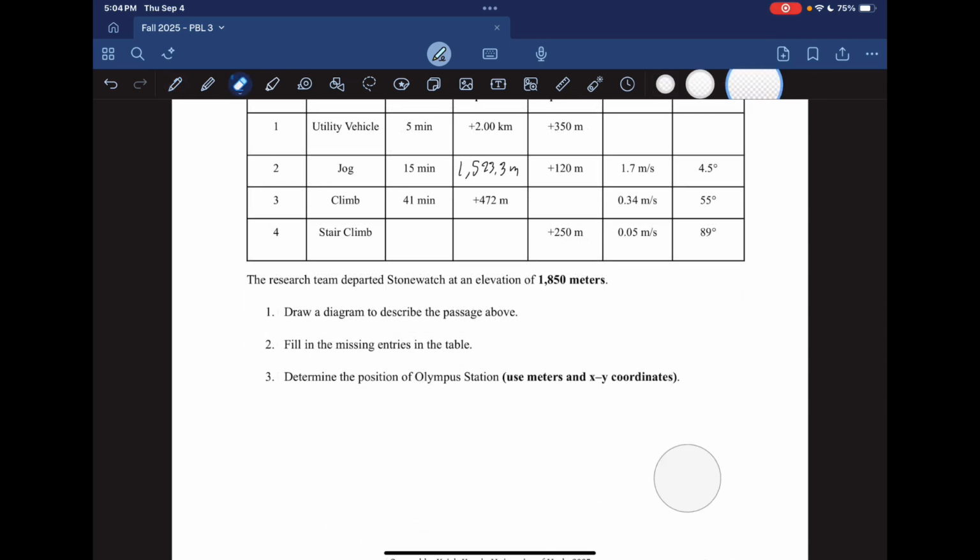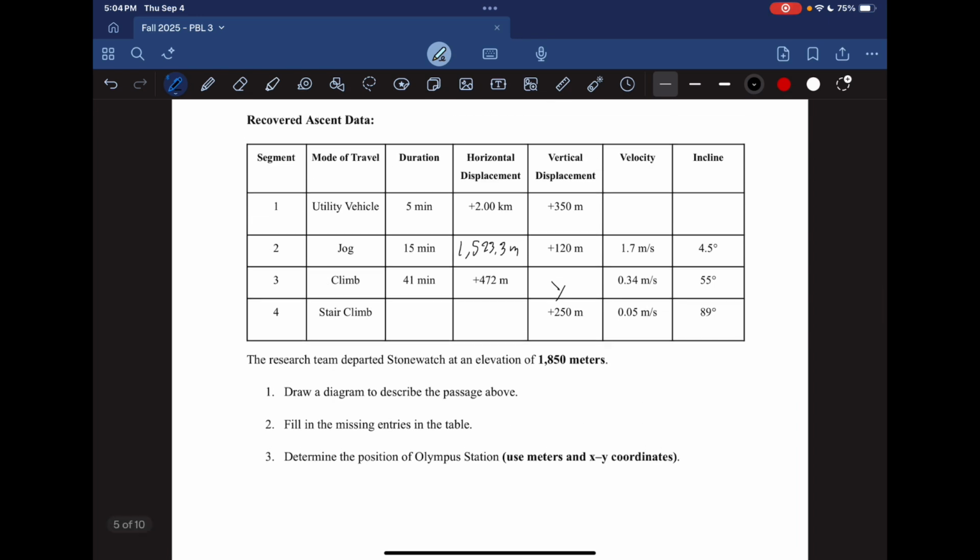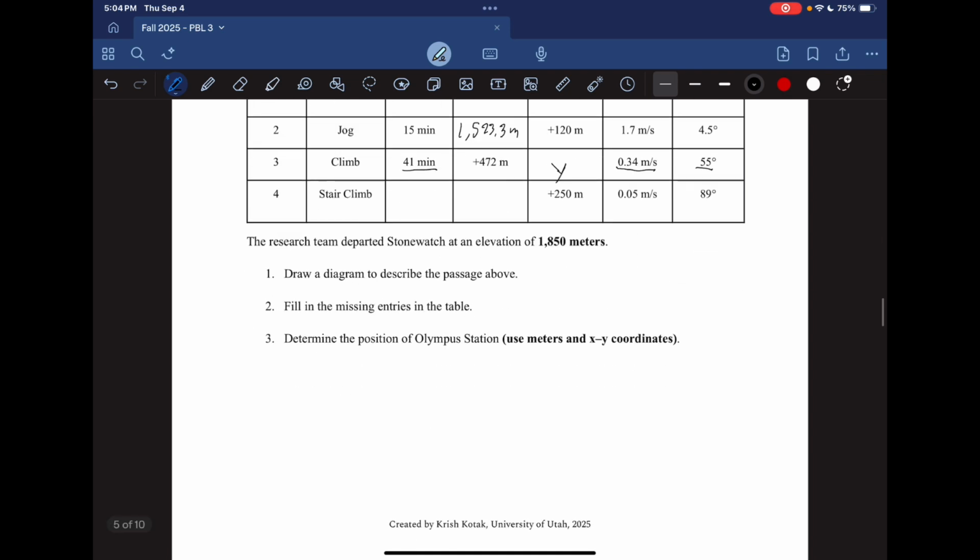I'm now going to use the exact same method we just used to determine this y value. It wants the vertical displacement of the third segment of their journey, where they're traveling with a velocity of 0.34 meters per second at a 55-degree incline. And they travel for 41 minutes. So let's draw our diagram. There is a 55-degree incline, 0.34 meters per second, and it wants the y here, which is going to be 0.34 sine of 55 degrees.